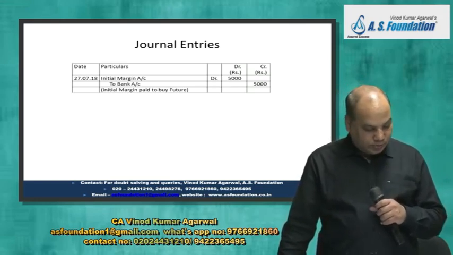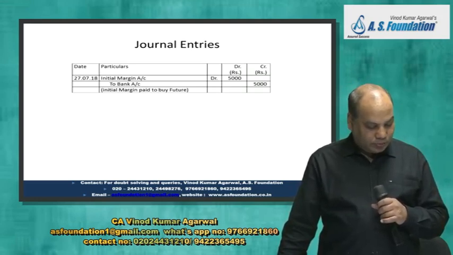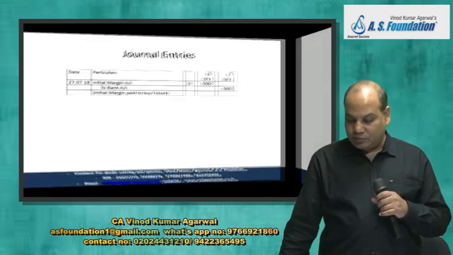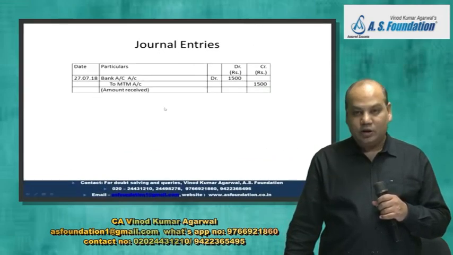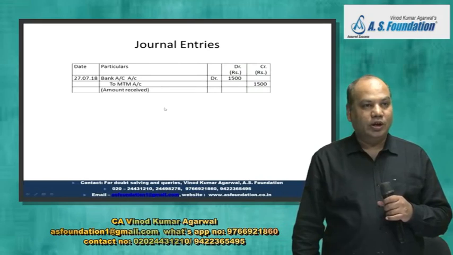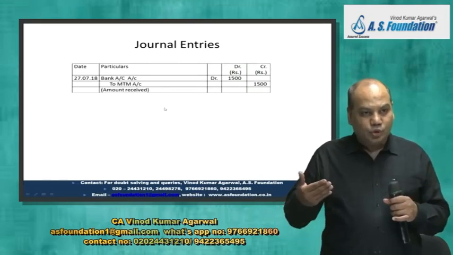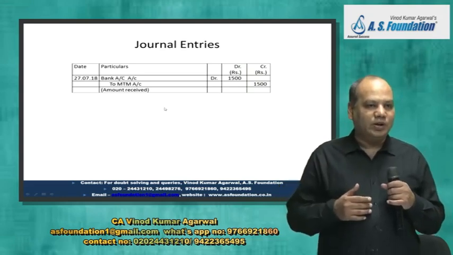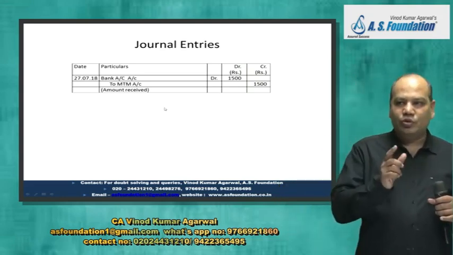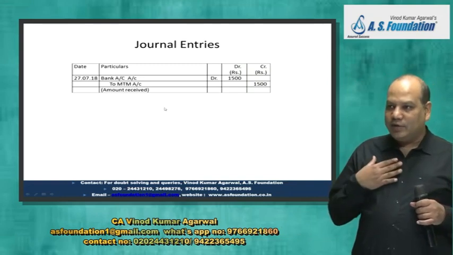And then on the same day, you found that the closing price is now 315, whereas we have entered into a contract at 100 rupees. So I am going to receive mark to market margin. If the price goes up, I will gain.